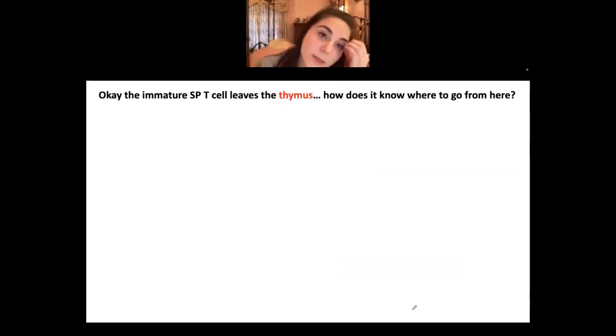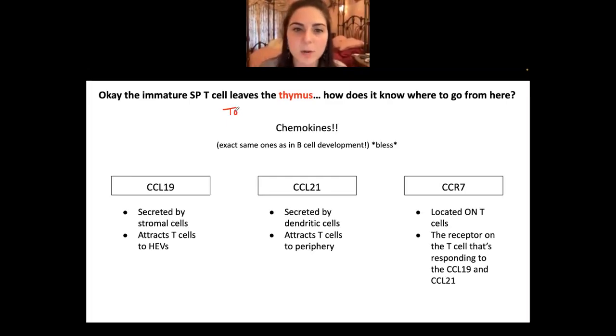Okay, so the immature single positive T cell leaves the thymus. This is probably your T sub 0, a naive T cell. How does it know where to go? Chemokines. I told you guys you don't really have to know these chemokines. I think that was something Dr. Demarest wanted them to know last year. They're really not that important, a low yield chemokine, I should say.